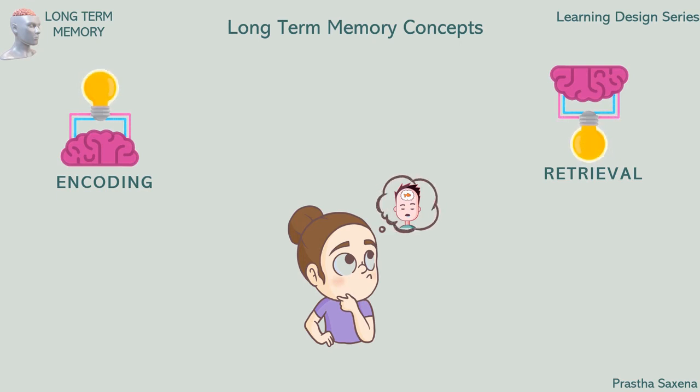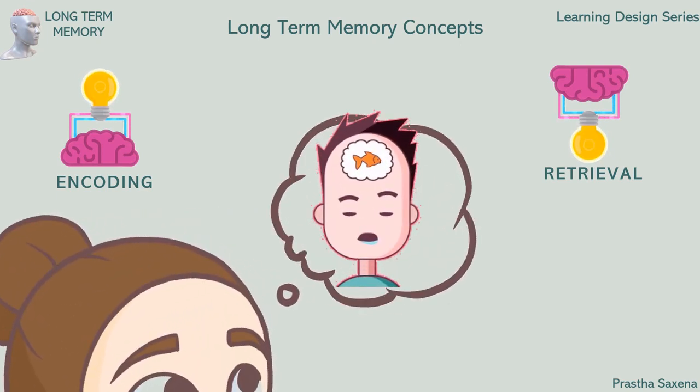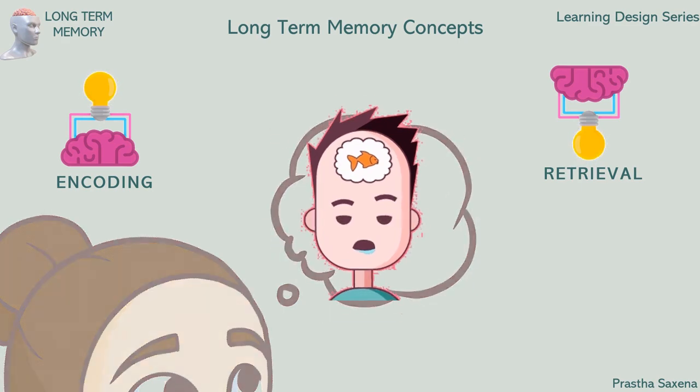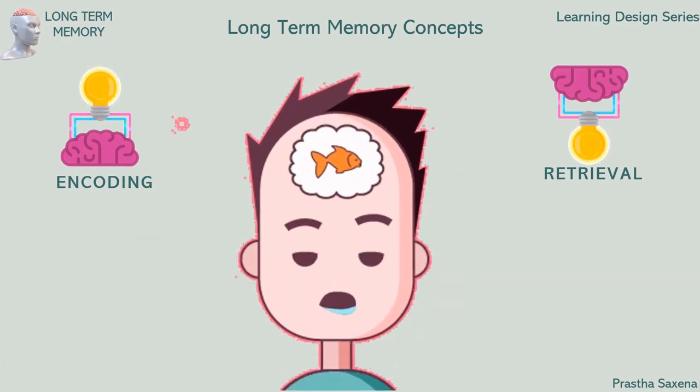Will the learners need to recognize the information? Will they need to recall it outright? Or will they need to be able to use it to actually do something? Now, how do we do it?